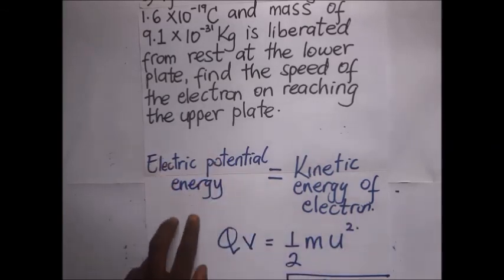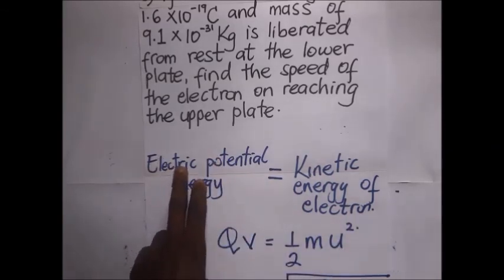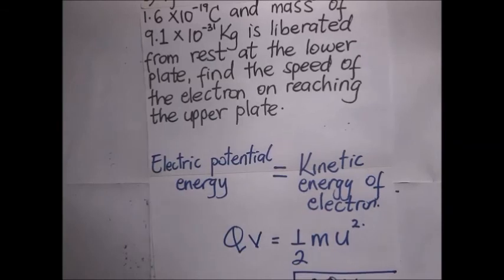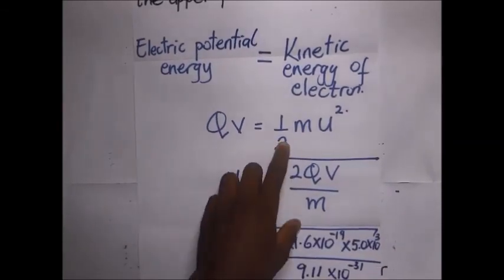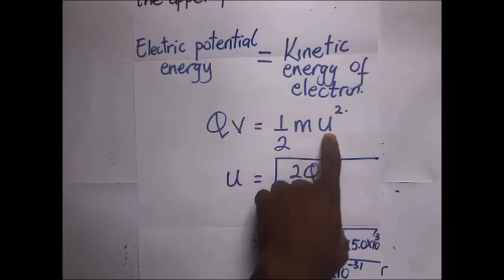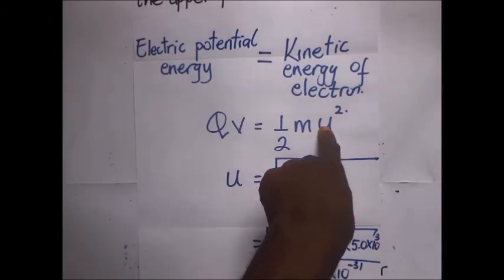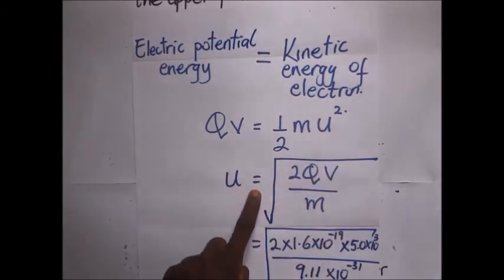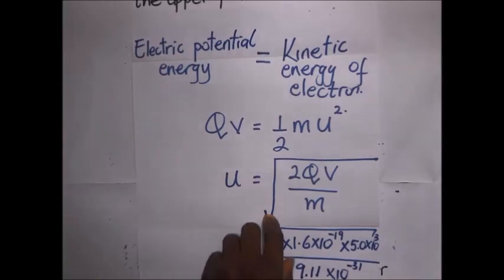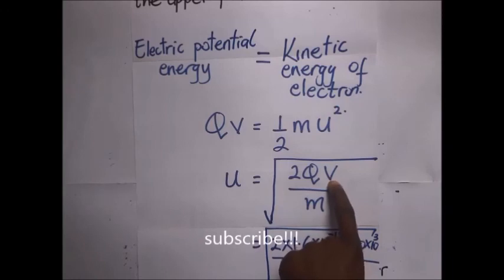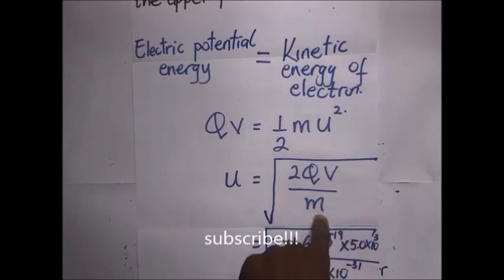The electric potential energy here, which is actually the work done, QV, is equal to the kinetic energy with which the electron moves, which is a half times the mass of the electron times the velocity with which it moves, v squared. Making v the subject of the formula, because we're interested in finding the velocity, v is going to be equal to the square root of 2 times the charge times the potential difference between the plates, divided by the mass.